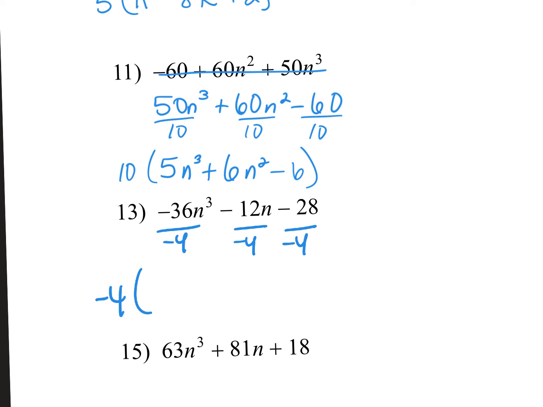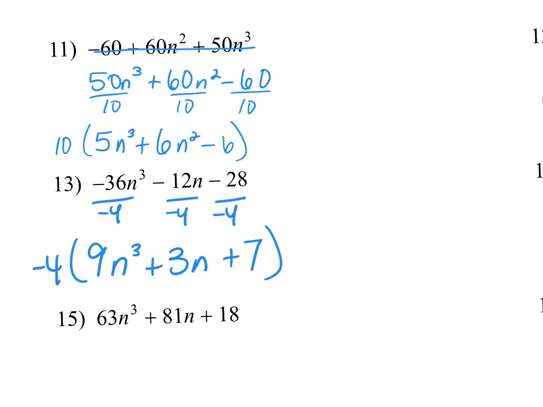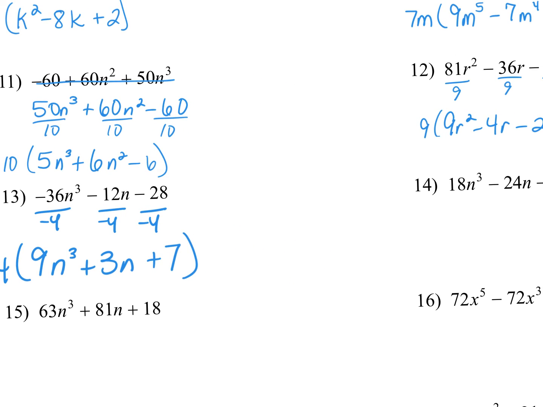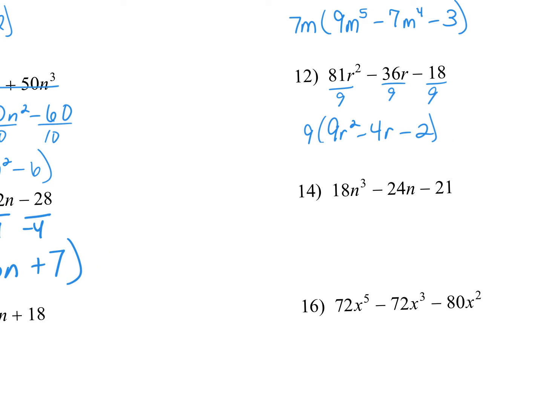Negative 36 divided by negative 4 is 9, n cubed. Negative 12 divided by negative 4 is plus 3n. And then negative 28 divided by negative 4 is plus 7. How are we doing? Okay, let's go on over to 14.